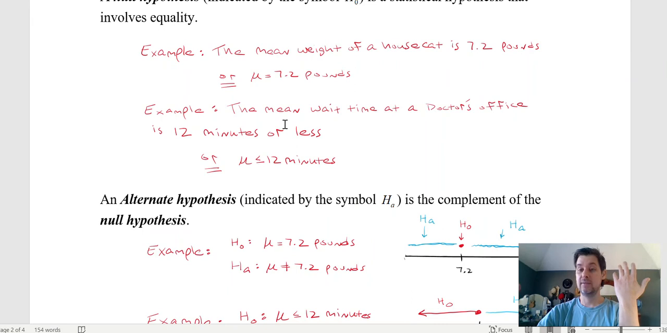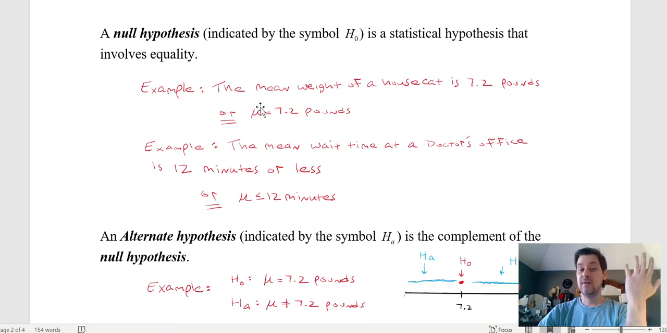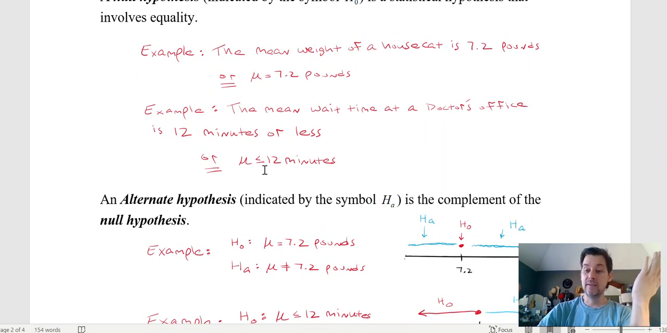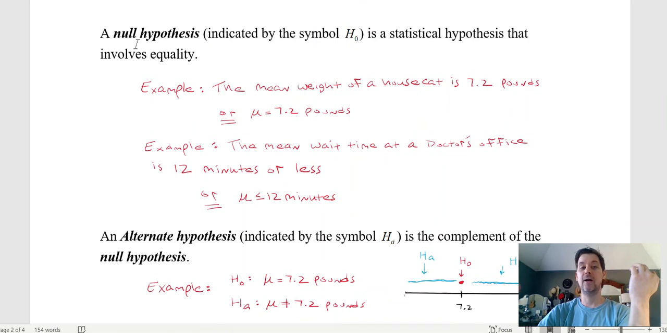Another example is this statistical hypothesis: the mean wait time at a doctor's office is 12 minutes or less. How does that involve an equal sign? Well, it's equal to 12 minutes or it's less. There's a symbol for that, less than or equal to. So this would be an example of a null hypothesis also: mu, the mean wait time at a doctor's office, is less than or equal to 12 minutes. So the null hypothesis might involve an equal sign, less than or equals, or greater than or equals. Those are the three kinds of null hypotheses that we might have.